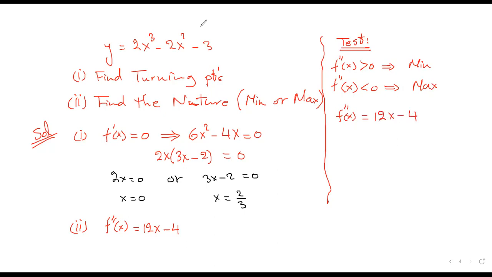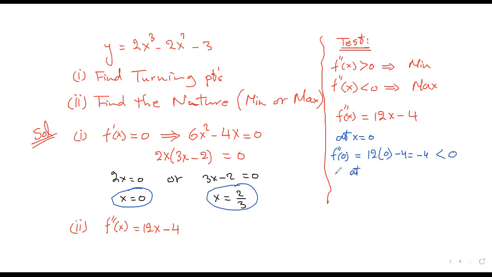How many points do we have? We have 2 points. So let's start with the first point, x equals 0. Let's substitute 0 into the second differentiation. So the second differentiation at the point 0 is equal to 12 times 0 minus 4, which is equal to minus 4, which is less than 0. This implies that at x equals 0, we have a maximum.